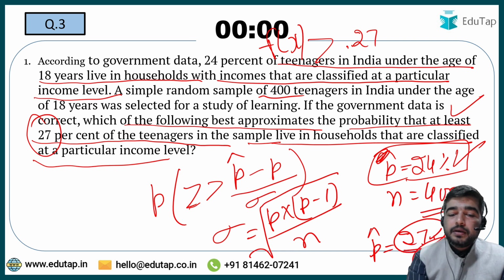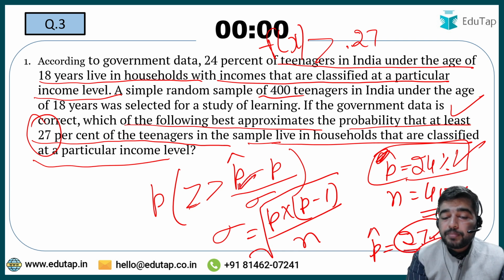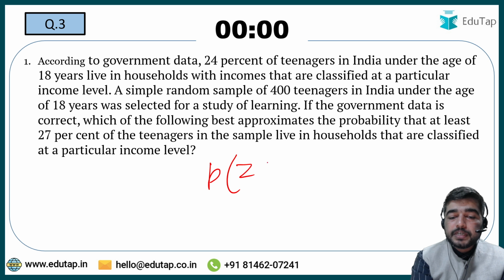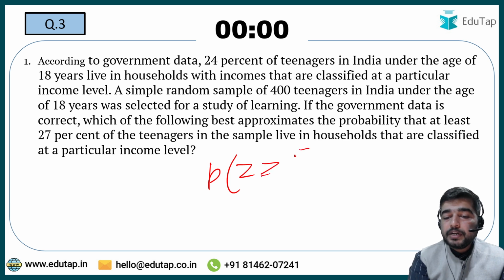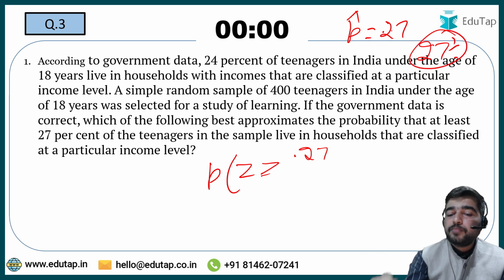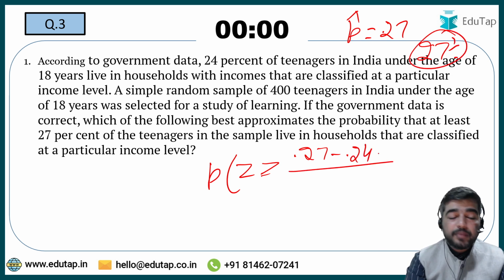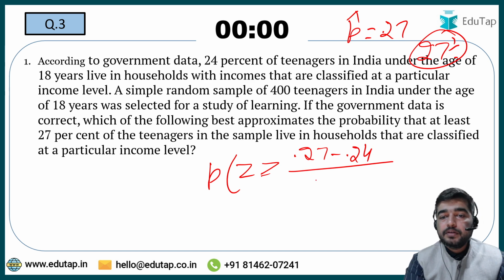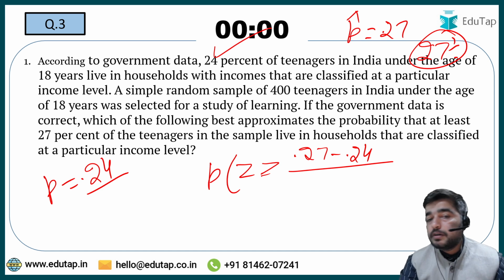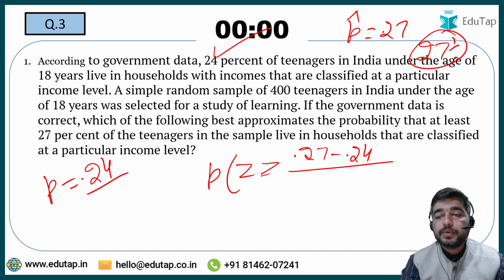You have to apply the sample proportion minus the population proportion. This will come as the probability of Z greater than or equal to 0.27 minus 0.24, divided by your standard deviation. Here P dash is 0.27, greater than 27% means 0.27 minus 0.24. The standard deviation: P is given as 0.24, the proportion of teenagers in a particular income group, which is 24%.